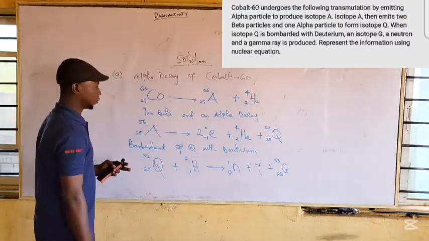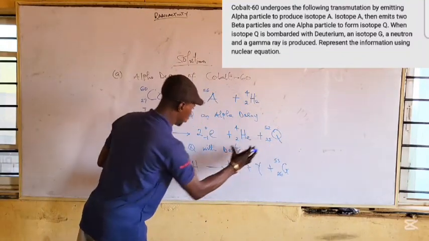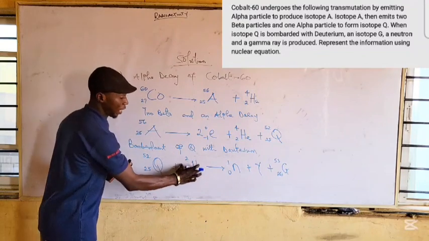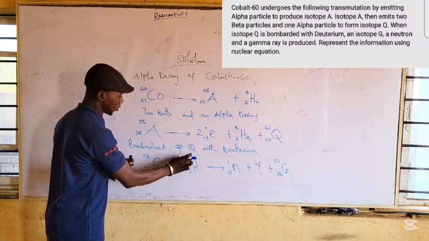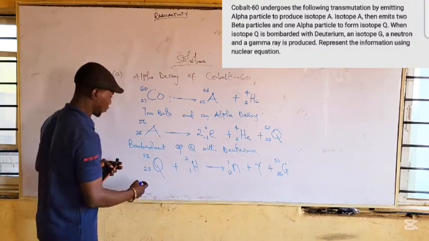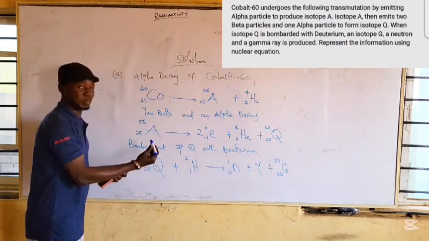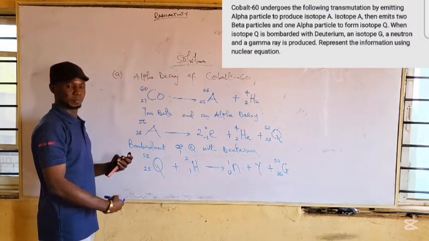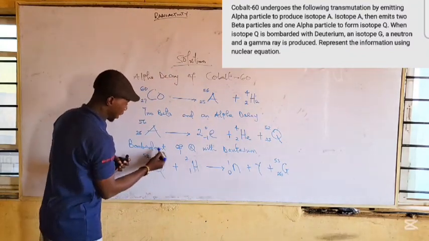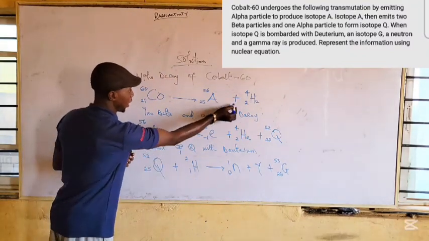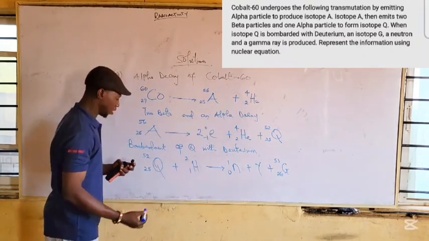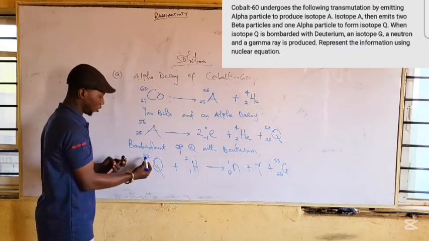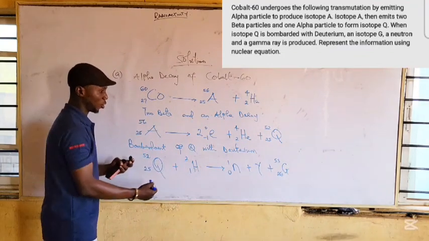Now, lastly, we are going to bombard Q with a deuterium. Deuterium is an isotope of hydrogen, but having a mass number of 2 and atomic number of 1. So, bombardment, this time around, means we are going to have that particular radiation at the reactant side. Unlike these two that were emissions, which were emitted at the product side. So, this 52 plus 2 is going to give us 54.